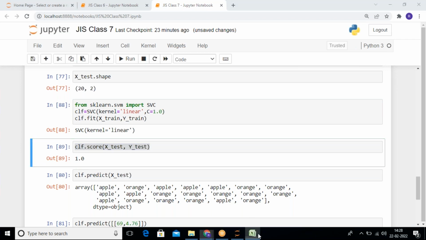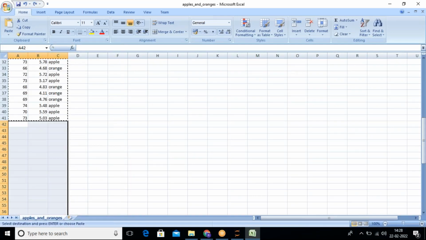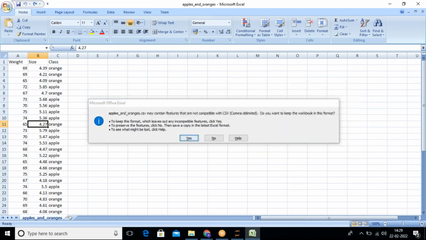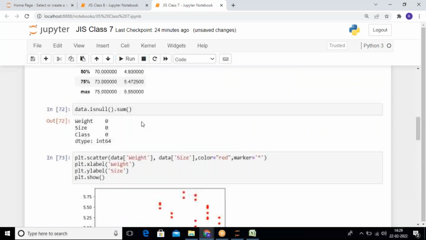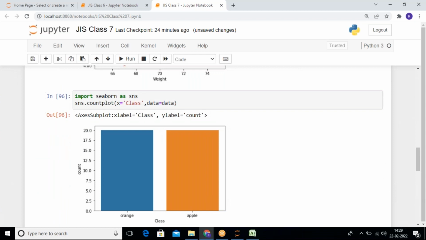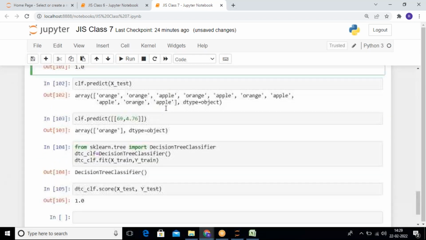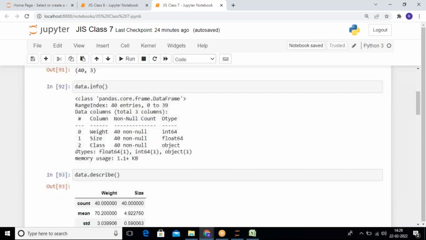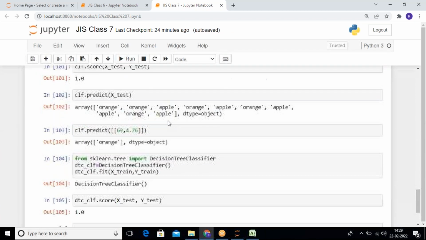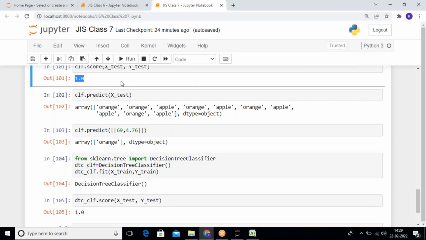Getting the point? But I'm not in any mood to do all this. Leave it as it is. Leave the data set at 40 itself. Now it's working perfectly. So the decision tree classifier is also giving 100% accuracy, and here it is also giving 100% accuracy.